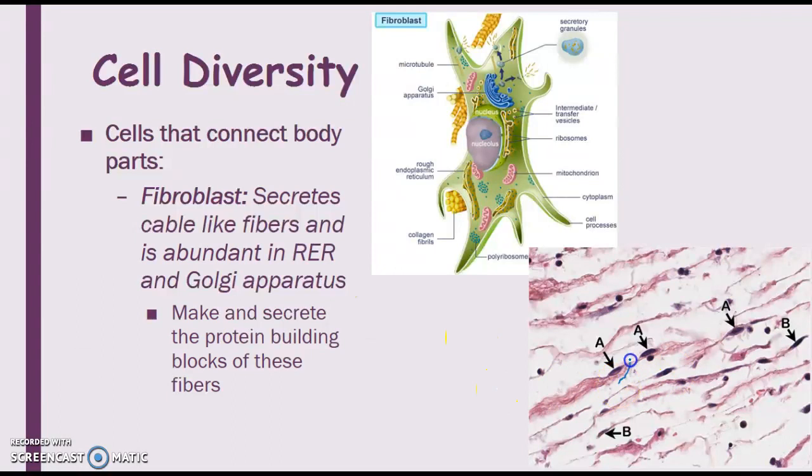So here's a picture of connective tissue right here. There's a fibroblast. There's a fibroblast, but all of this stuff in between here where you don't see a nucleus, that is all proteins made by the fibroblasts.